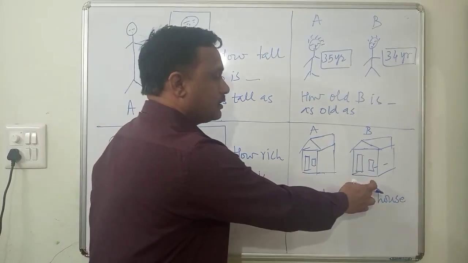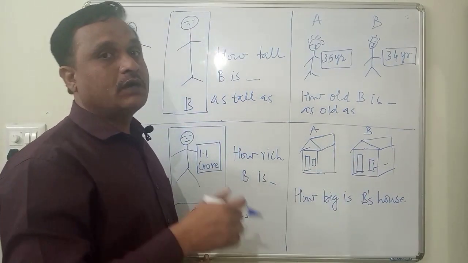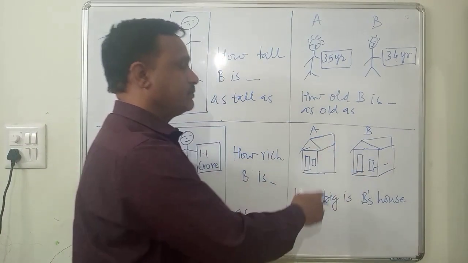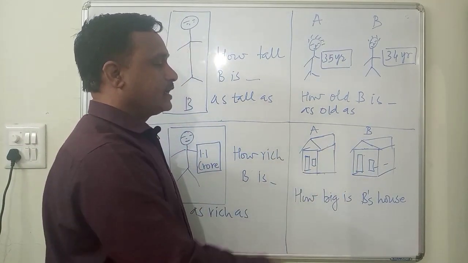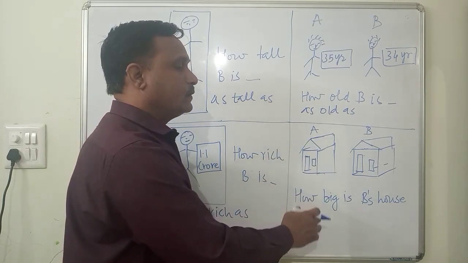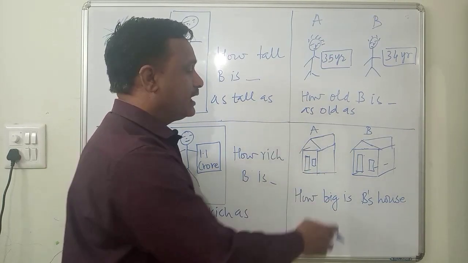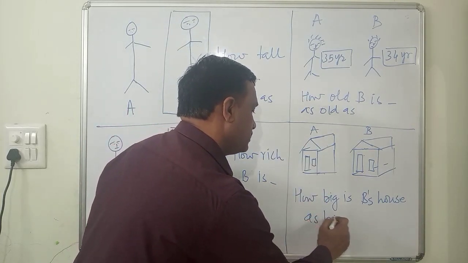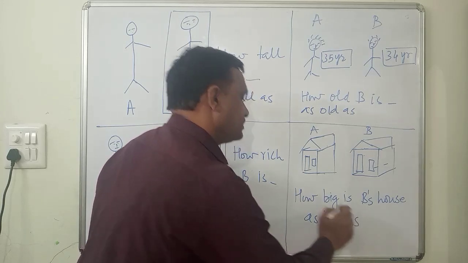Now you know A's house, how big it is. And I know about B's house. Now I can tell you about B's house by referring to A's house. How big is B's house? So I can tell you B's house is as big as A's house.